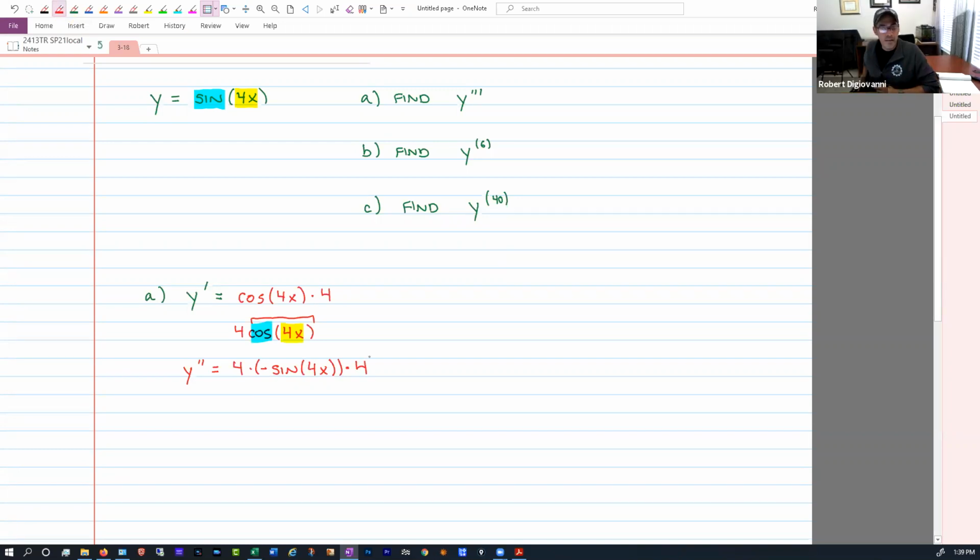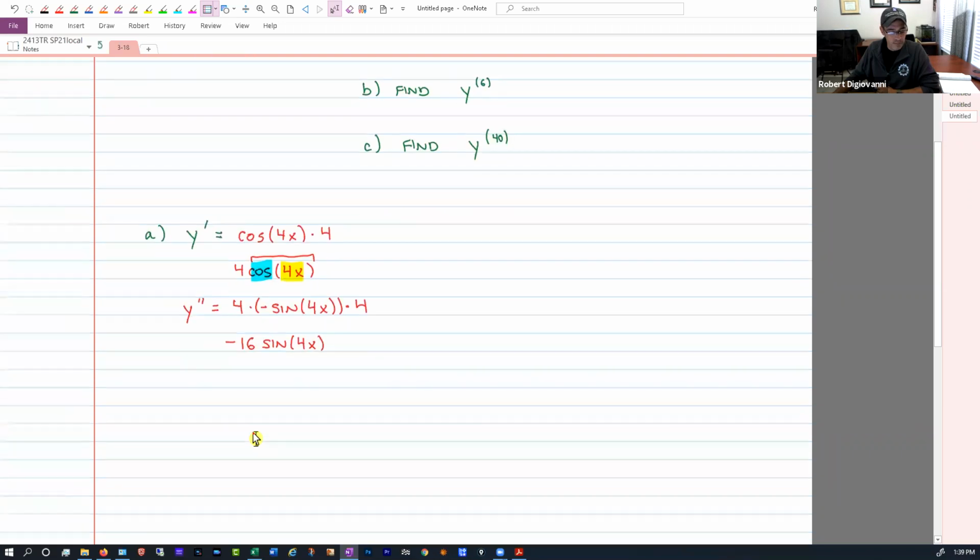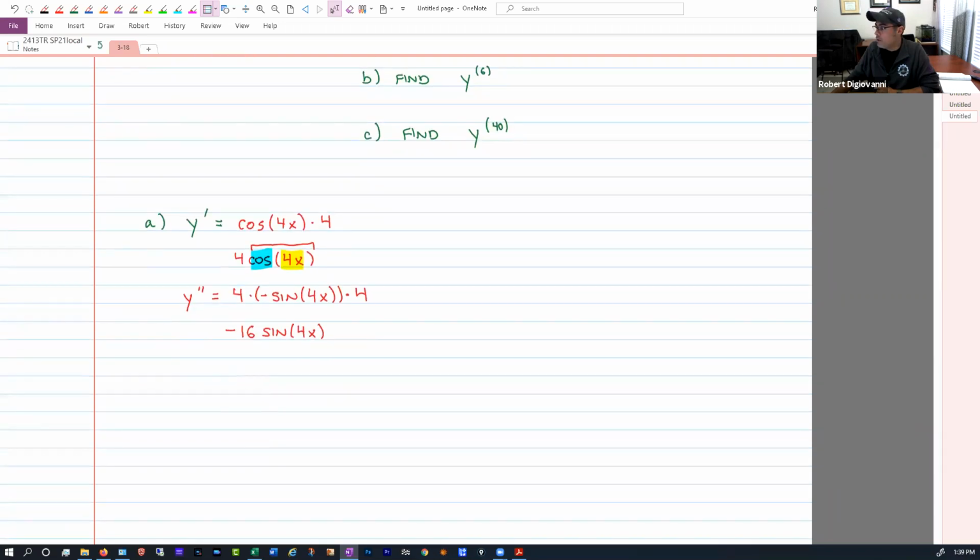Everyone see that? Okay, so now we have out front negative 16. Do y'all see where the negative's coming from? Because it was negative sine. The derivative was negative sine, and then we had a 4 out here and a 4 here, so now it's just going to be negative 16. All right, good, we're almost there.